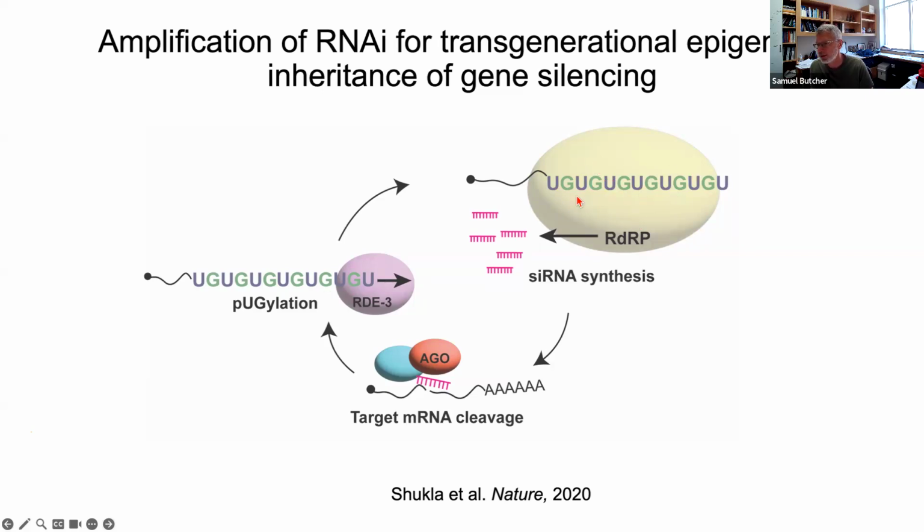It lands on this pug tail and starts making siRNAs. It's basically marking, the pug tails are marking the RNAs as templates for siRNA synthesis. Those siRNAs now are complementary to whatever RNA this is, a viral RNA or GFP, for example. They can go and cut other RNAs. Those other RNAs can get re-pugylated. So all of these enzymes talk to one another and are probably in the same complex.